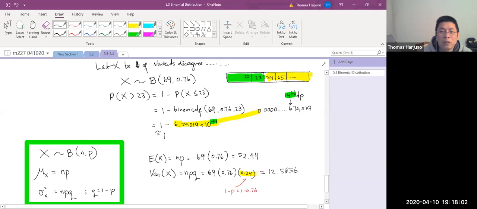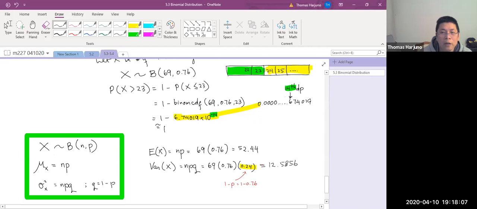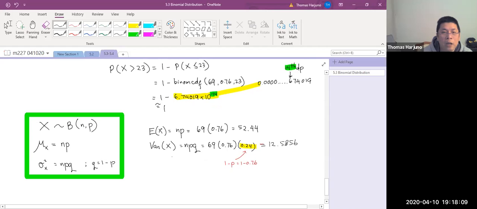Now, what is the reason we want to find the mean and the variance? Well, from the variance, we can go on to find the standard deviation, right? Which is the square root of that 12.5856. I get 3.54762.